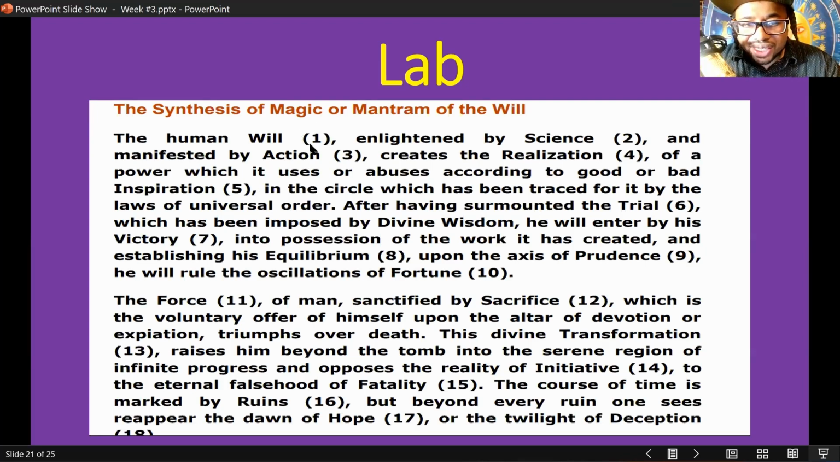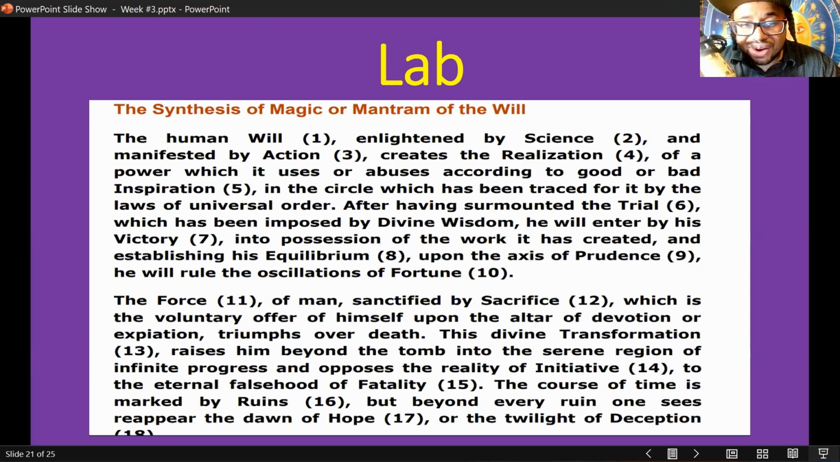The number one is signifying the number one of the major arcana. And the synthesis of magic is really taking you down the travel of the major arcana. And so the human will, number one, and remember, number one rules the short key terms of divinatory significance that it gives you: will and dexterity. So the human will, enlightened by science. Number two, you look on the paper, it tells you that number two, which is the veil of Isis, rules science. That's Virgo. Virgo rules science, and manifested by action, which is number three.